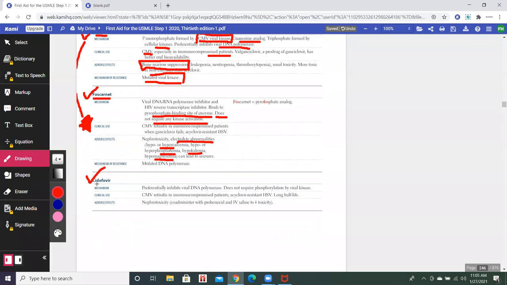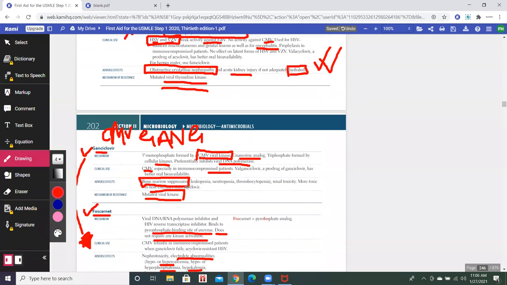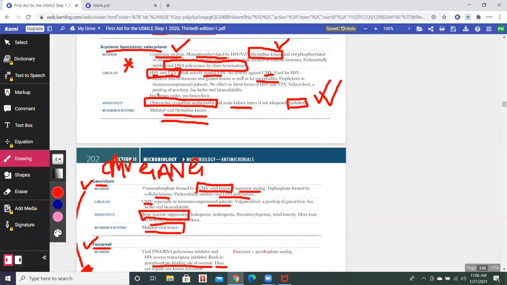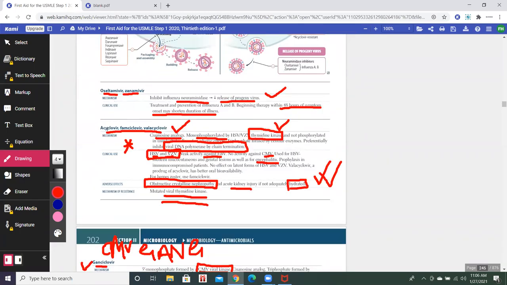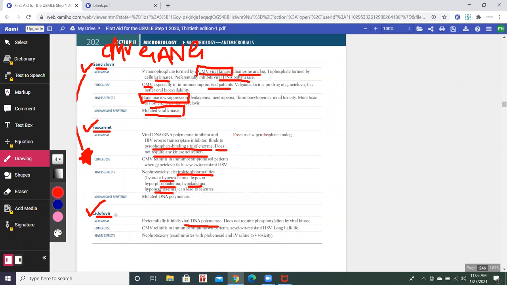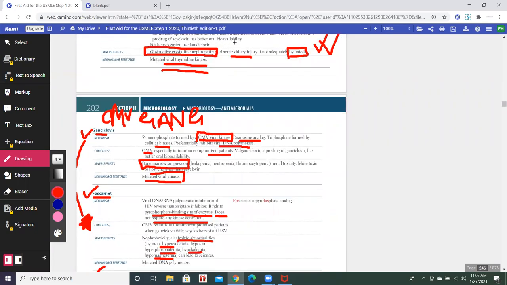Next one is cidofovir. Cidofovir inhibits viral DNA polymerase and does not require phosphorylation by viral kinase. It's used for CMV retinitis, but mostly when herpes simplex is not treated with acyclovir, for example there's a mutation of the viral thymidine kinase, and herpes simplex is not treated with acyclovir, famciclovir, or valacyclovir, we have to have another second line drug that can be used to treat that mutated herpes, and we use cidofovir.